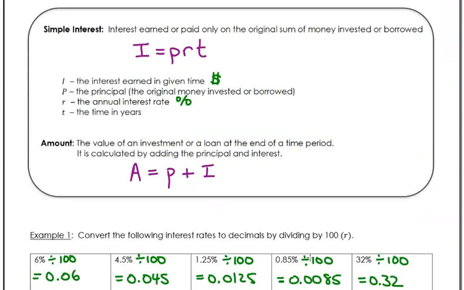All right, so let's talk about simple interest because that's what this video is on. Simple interest is basically interest that you earn or that you have to pay if it's a loan, and it's only based on the original sum of money, and it's only calculated once.